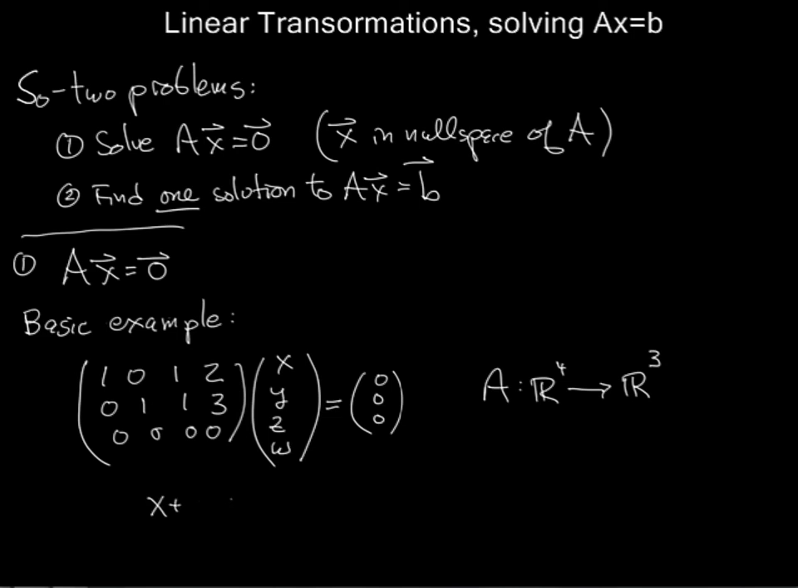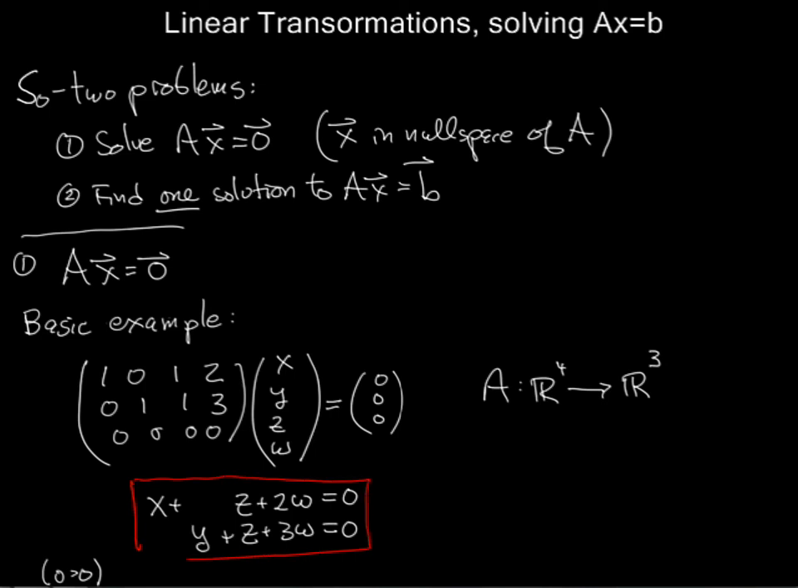Now, let's write out what the left-hand side is. It's x plus 0y plus z plus 2w is equal to 0. And 0x plus y plus z plus w is equal to 0. And then there's the last equation, 0 is equal to 0, which of course I can ignore. So I'm trying to solve this set of equations, and it's very easy. If you just divide it in half, you see the following.